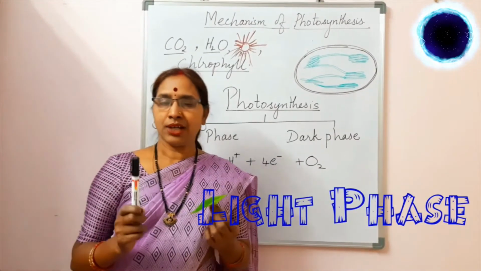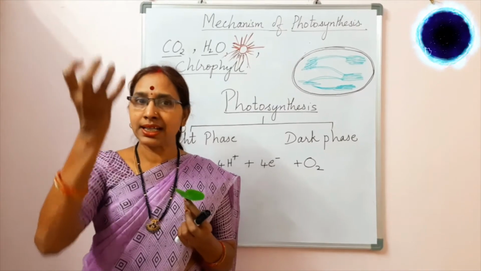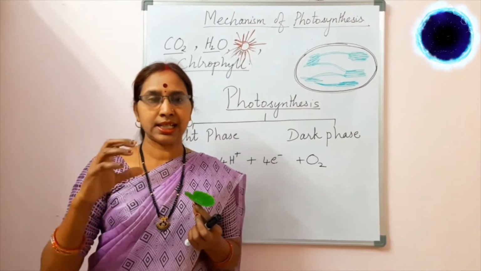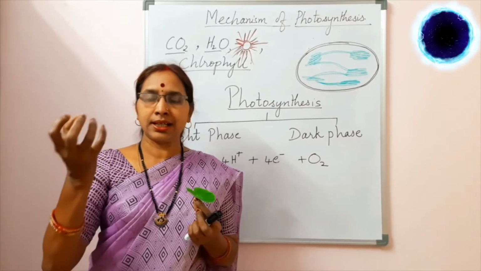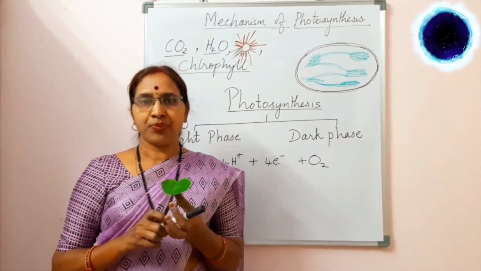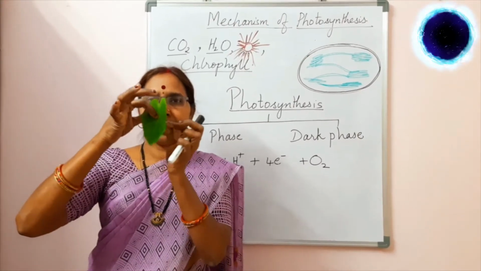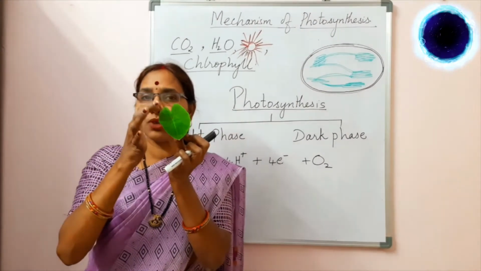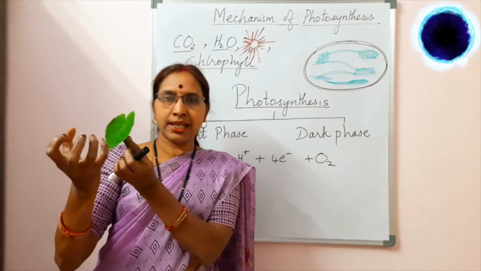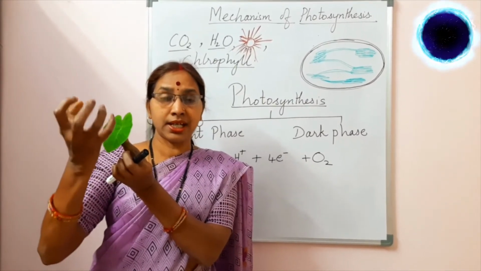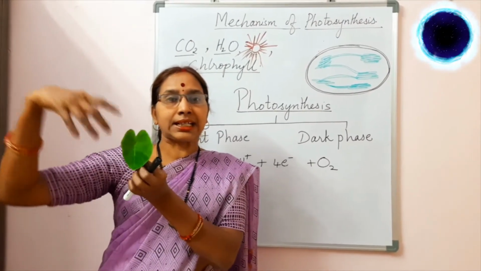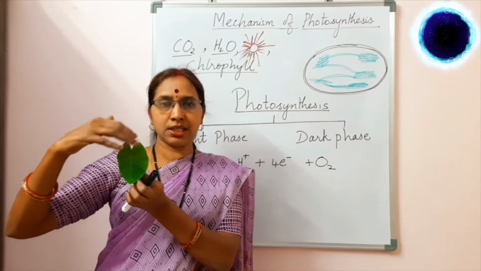The light phase is the phase where light energy is required. You have already learnt in my previous video that light energy consists of photons, and inside the photons you have the energy known as quanta. So when light falls on the leaf, the chlorophyll pigment present in the leaf absorbs the light energy, the quanta present in the light, and then it gets oxidized.